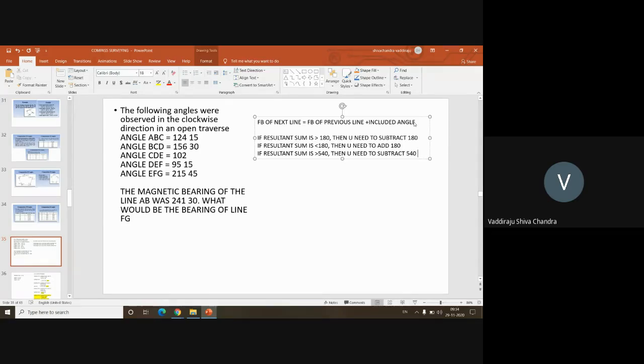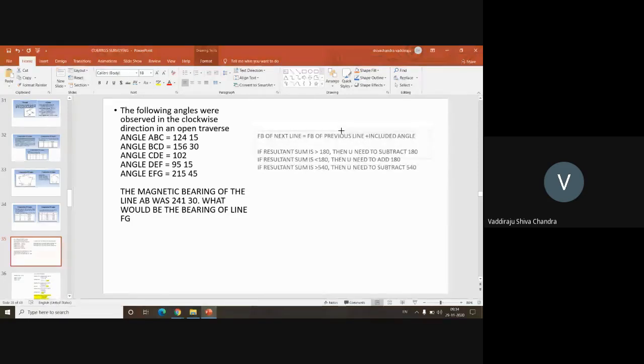The equation used to determine the forebearing of next line is equal to forebearing of previous line plus included angle. When you are doing this exercise, if the resultant sum is greater than 180, then you need to subtract 180. If it is less than 180, you need to add 180, and if it is greater than 540, then you need to subtract 540. Okay, so this equation you need to do. So let us try to solve a small problem, then you will be able to understand it in a better manner.